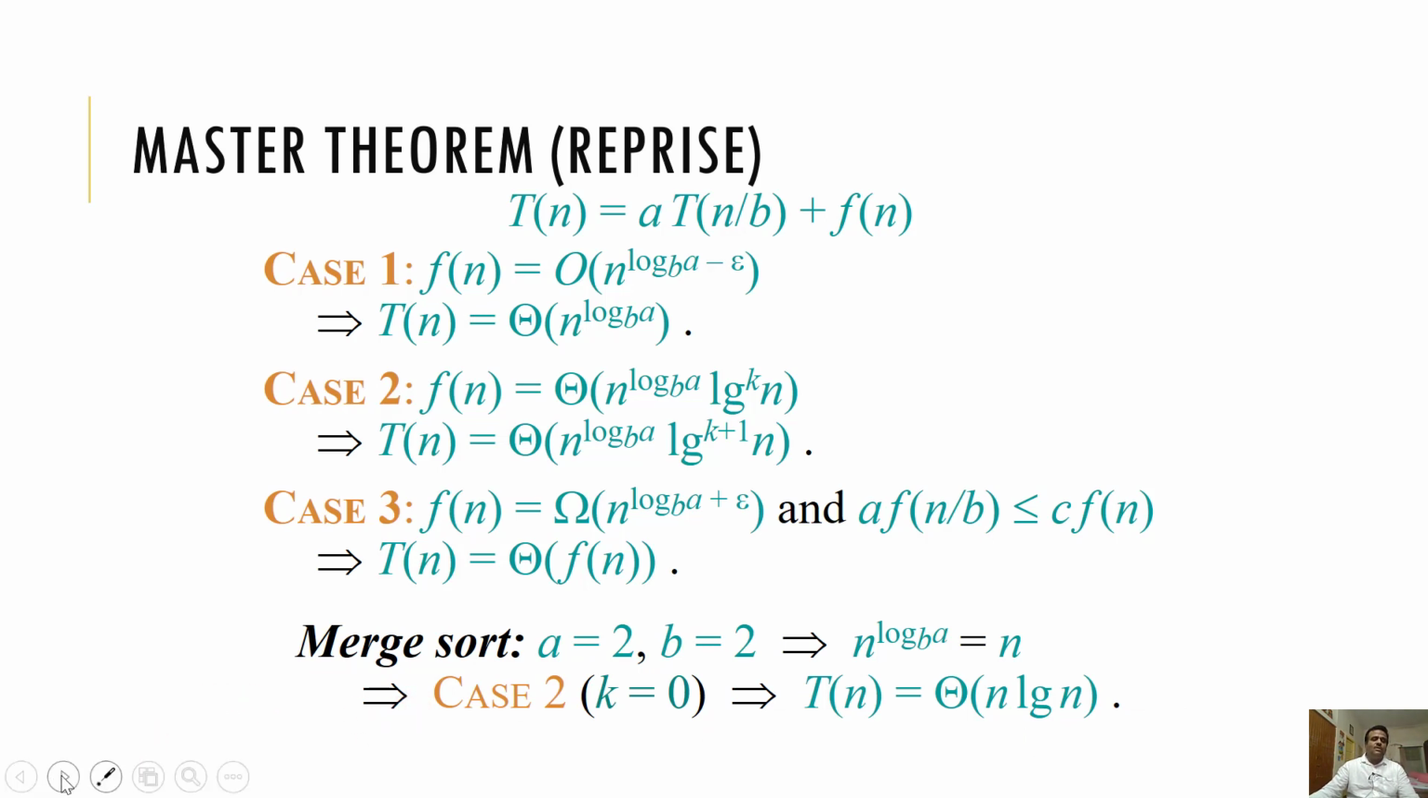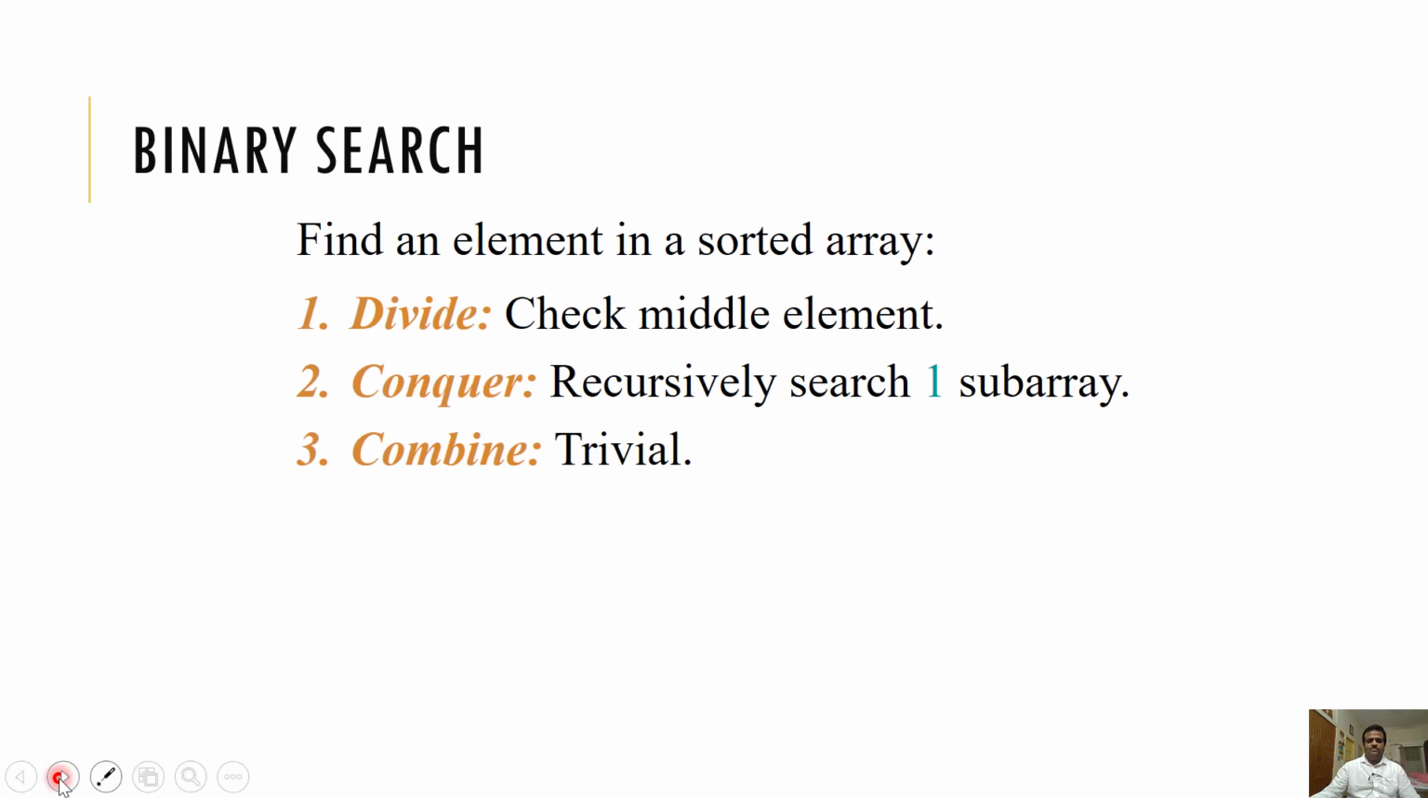Now we will go for some more problems which can be solved using this divide and conquer technique. The first problem we will discuss now is the binary search problem. So, what is the binary search problem? The input is a sorted array. We have a sorted array of n numbers, and we have an element, a candidate, to be searched in this array.